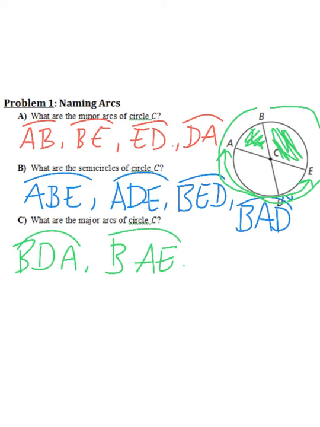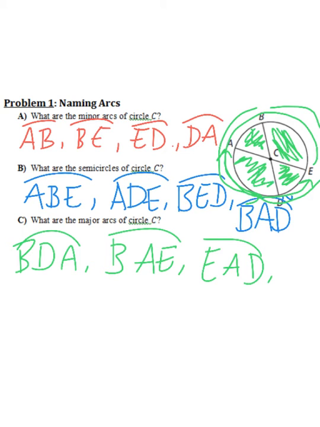And I go all the way around, so if I have this as my minor, I can go this way and have it EAD. And finally, if I want this one, I can go all the way around and have it be AED.